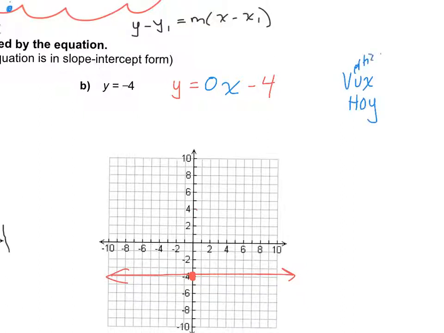Another way of remembering this is through the acronym VUX-HOY. Vertical lines have undefined slope, and they are x equal to equations. Horizontal lines have slopes of 0, and they're y equal to equations. So if you know it's a y equal to equation, it is horizontal. That means it's going through -4. The y value is -4, and it's horizontal.